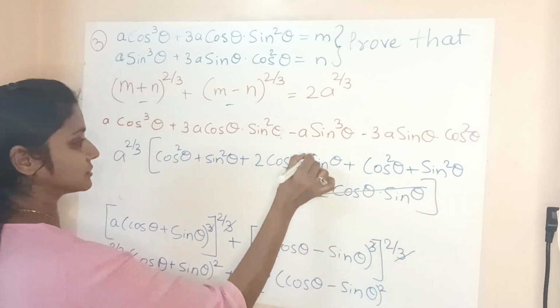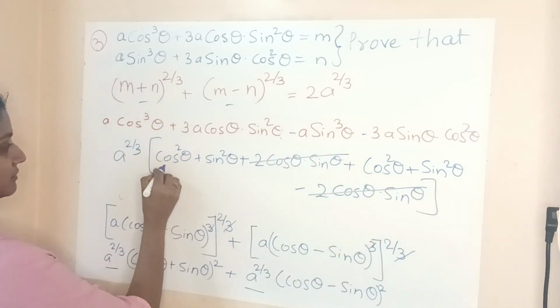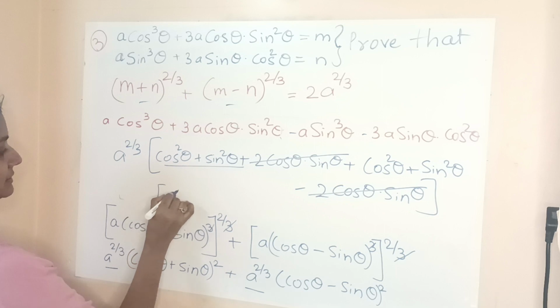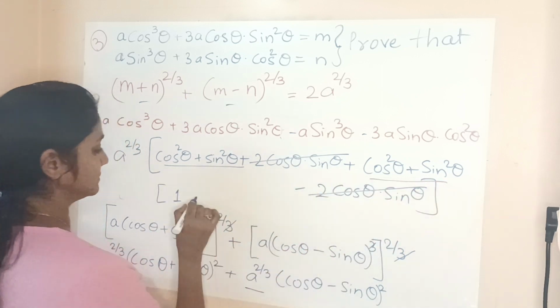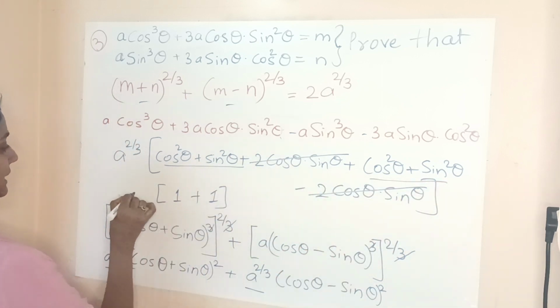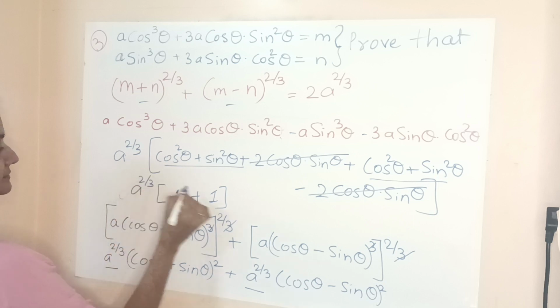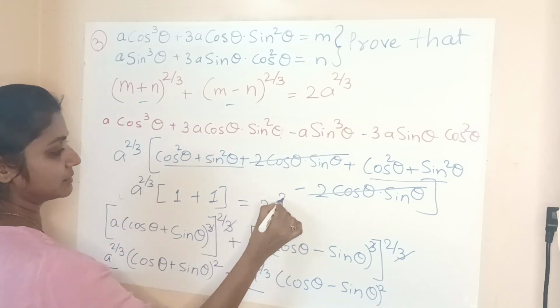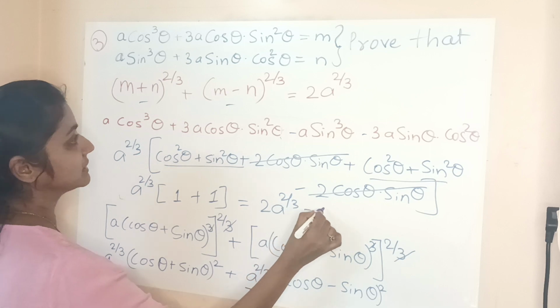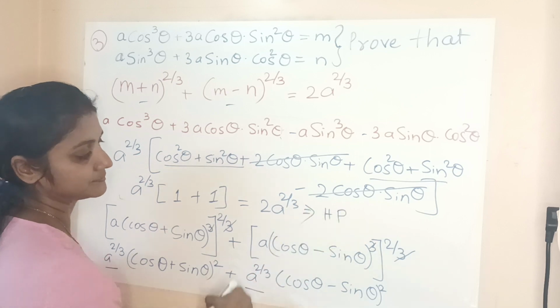What will get cancelled? This whole thing will get cancelled. What will this leave? 1. What will this leave? 1. And 1 plus 1 is how much? 2. A to the power 2 by 3, which is hence proved.